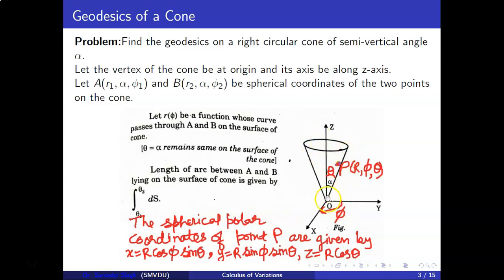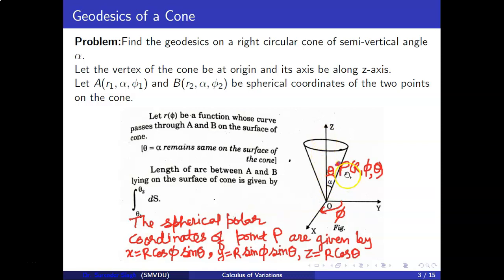Right circular means one of the axes of the cone is on one of the coordinate axes. So in this case, the axis of the cone is lying along the z axis, and suppose this semi-vertical angle is alpha. Now if we write the coordinates of any point on the surface of this right circular cone in terms of spherical polar coordinates r, phi and theta, where phi is the angle with the x-axis and theta is the angle with the z-axis.